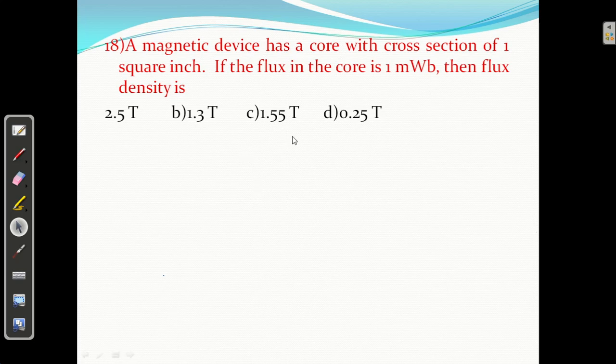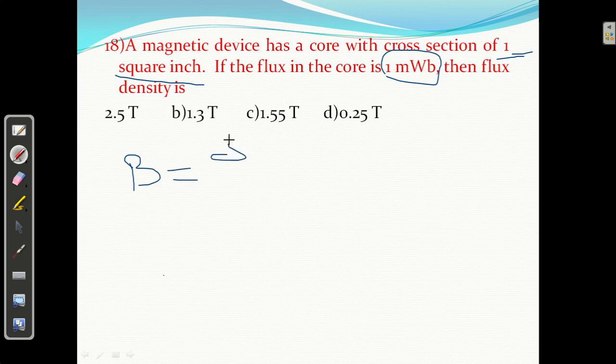A magnetic device has a core with cross section of 1 square inch. Area is given 1 square inch. If the flux in the core is 1 milliweber, what is the flux density? B equal to flux upon area, right? What is the value of flux? 1 milliweber, 1 into 10 raised to power minus 3.